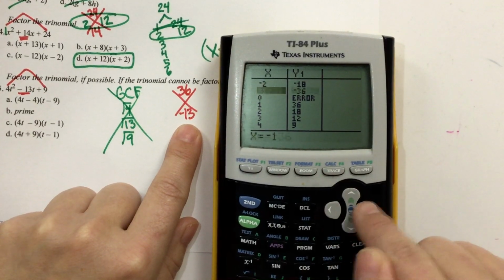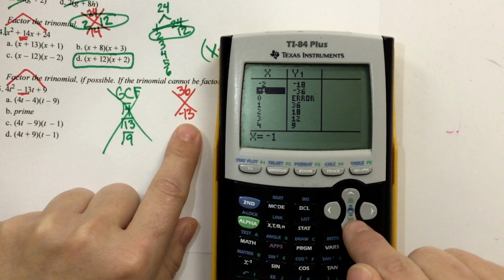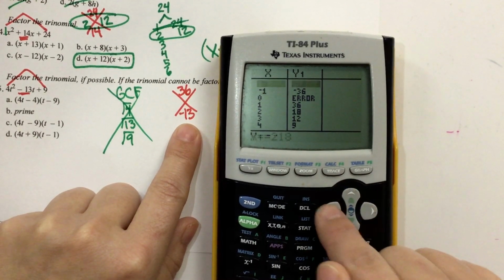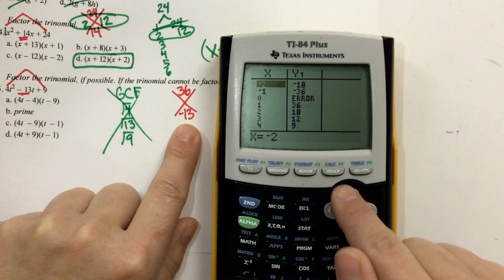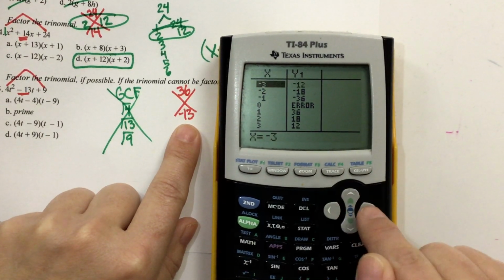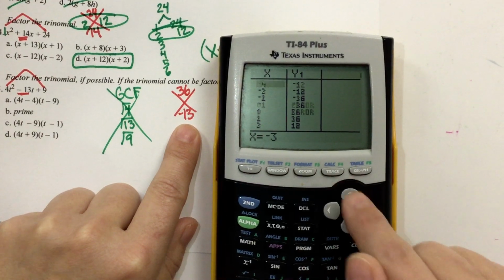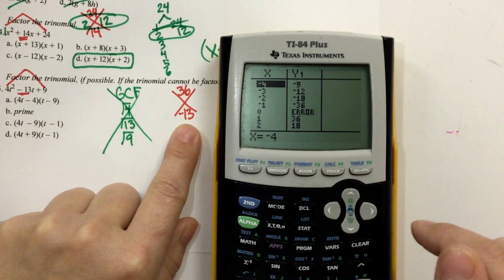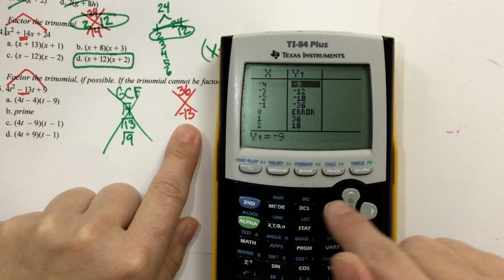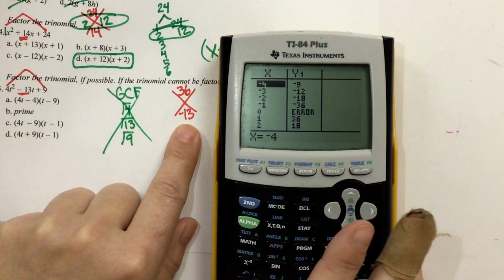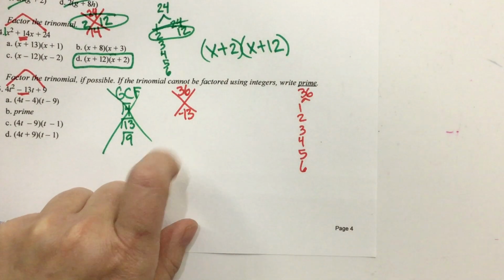All right, did these two numbers add to make negative 13? No. Do these two numbers add to make negative 13? No. Do those two add to make negative 13? No. Do those two add to make negative 13? Yes. Winner, winner, chicken dinner. -4, -9. All right, so those are my winners.